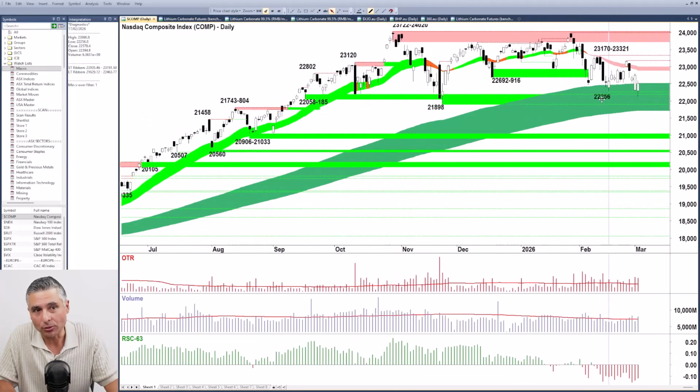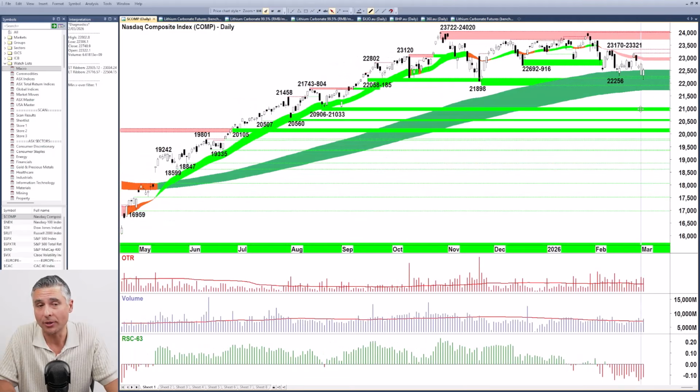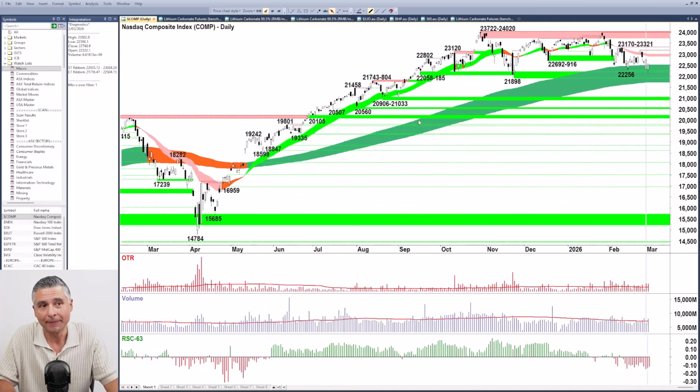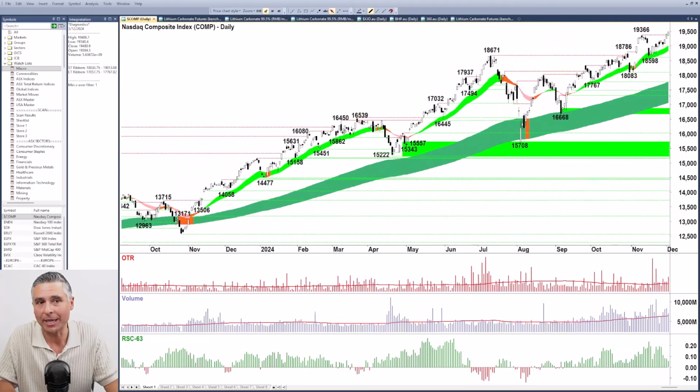So 22,256, I think, is a critical level. You can see what we are probing, we are testing, we're even tickling that level. 21,898 potentially as a point of no return, I think, for this long-term trend. If we close beneath 21,898, more than likely that ribbon is not green anymore. It's starting to turn amber, and we're very much then in a something else market.